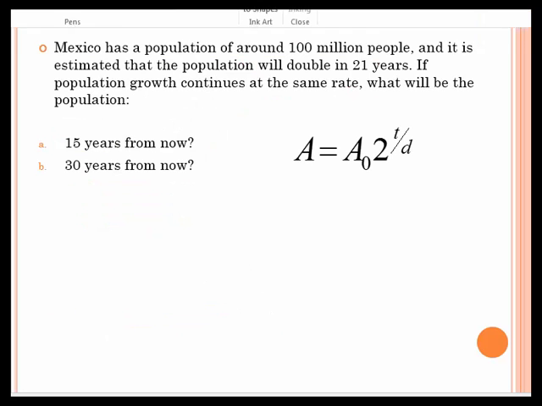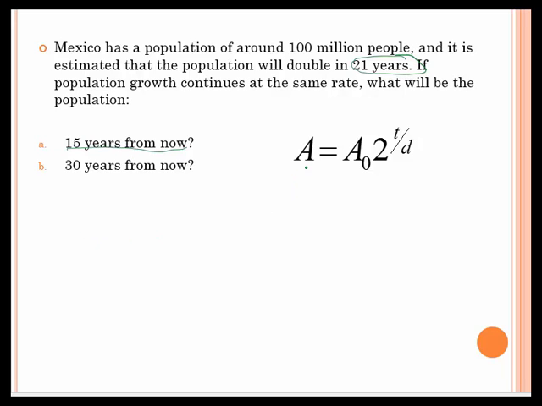If you read what it says here, Mexico has a population of around 100 million people, and it's estimated the population will double in 21 years. So its doubling rate is 21 years. If population growth continues at the same rate, what will be the population 15 years from now, 30 years from now? Well, common sense tells us that in 15 years from now, if the doubling rate's every 21 years, it's not going to quite double yet, is it?